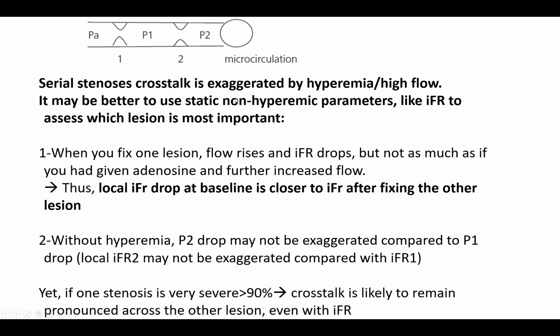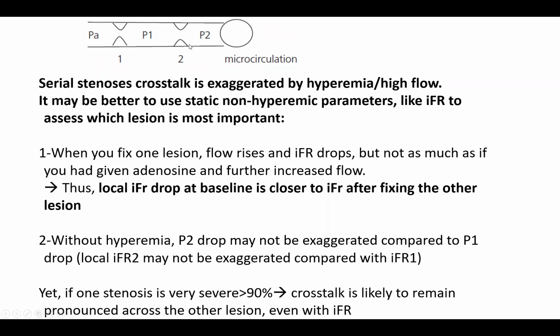It may be better to use static non-hyperemic parameters like IFR to assess which lesion is more important. So when you fix one lesion, basically using local IFR pullbacks, flow rises and IFR drops, but not as much as if you had given adenosine and caused a dramatic rise in flow.